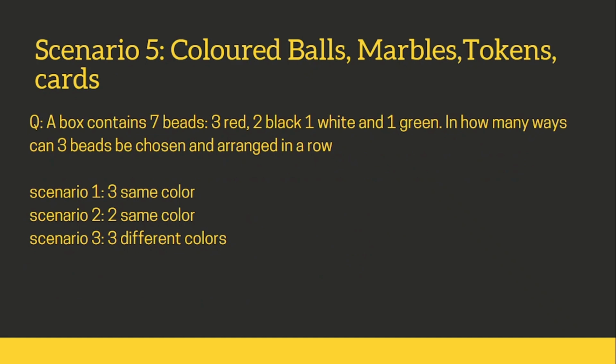And onto the last scenario, which is just like different color objects. So a box contains 7 beads, 3 red, 2 black, 1 white, and 1 green. In how many ways can 3 beads be chosen and arranged in a row? So again, there are several different scenarios for this kind of question. Just try and pick out the different possible scenarios. See what scenarios and how many arrangements there are in each of them, and you can just add them up together. So the first scenario is 3 same color. The second scenario is 2 same color, and the third scenario is just 3 different colors.